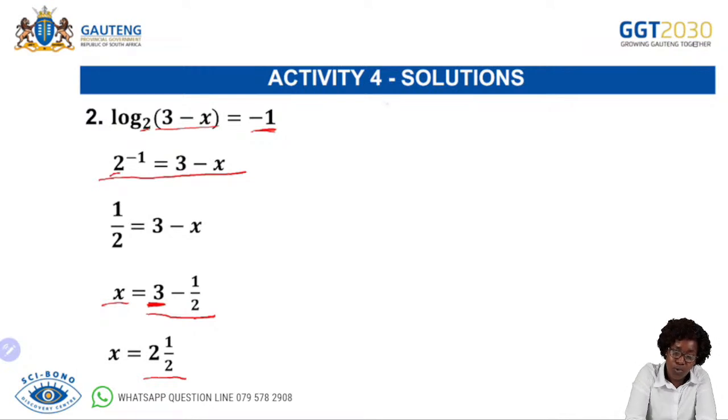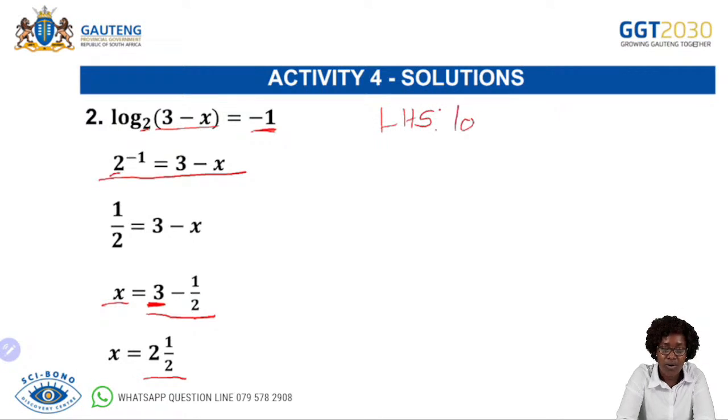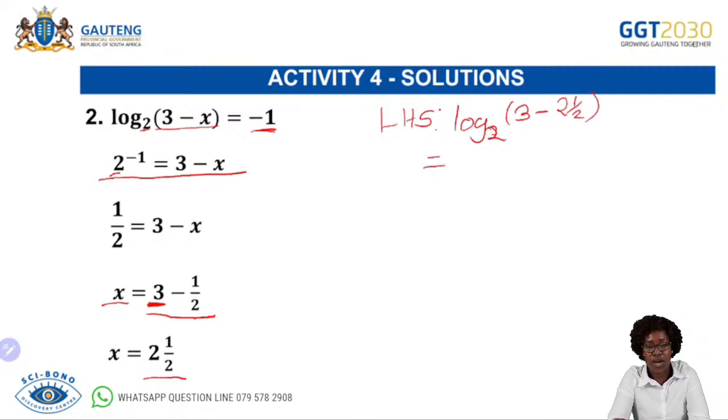So you are going to substitute 2 and a half in place of x on the left-hand side. So on the left-hand side, we're going to have log of 3 minus 2 and a half to base 2. Right? So grade 11s, I hope you took out your calculator to confirm this. Log of 3 minus 2 and a half to base 2 gives us -1. I'm pretty sure you can confirm this with me.